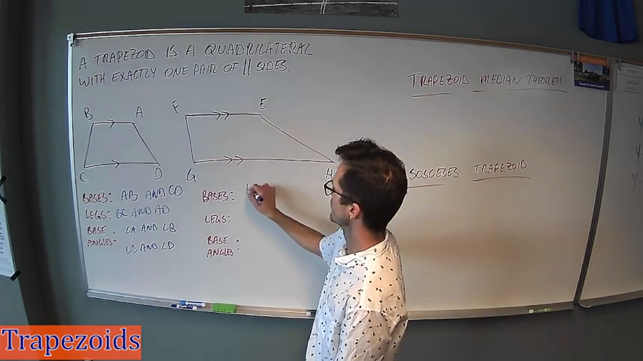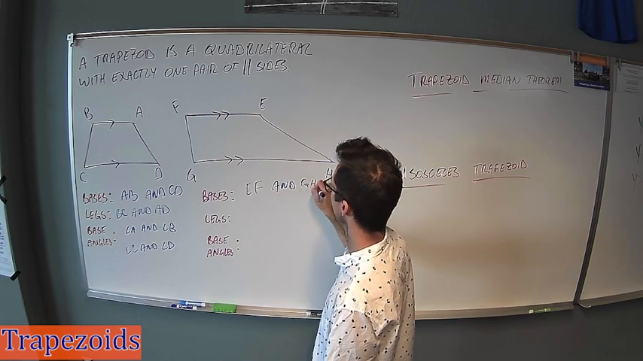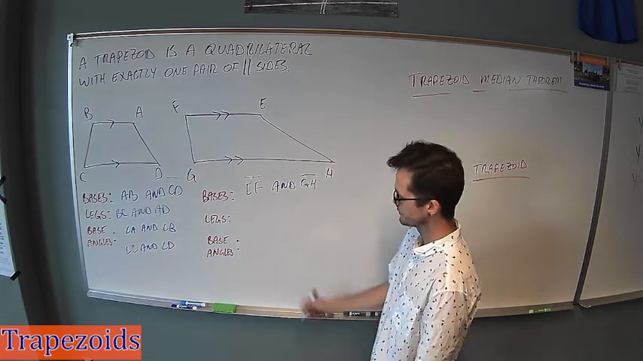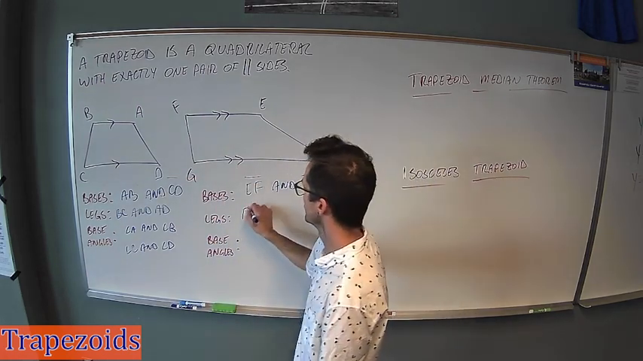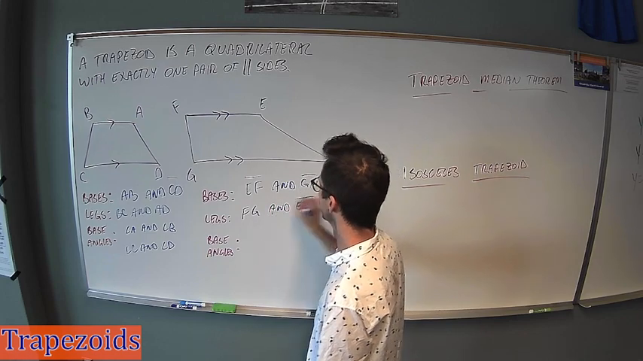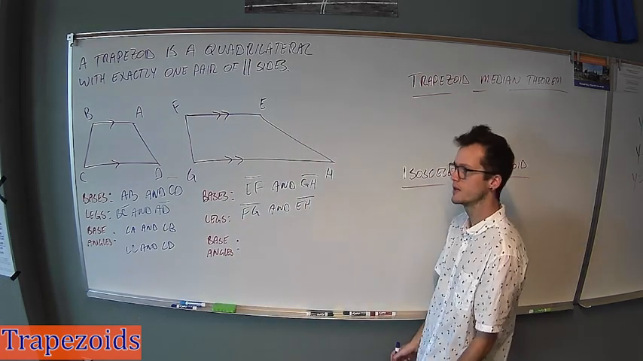EF and GH are the bases. I probably should throw these lines on top. The legs, FG and EH. Same thing over here. They should all have the lines on top unless you're talking about the length.